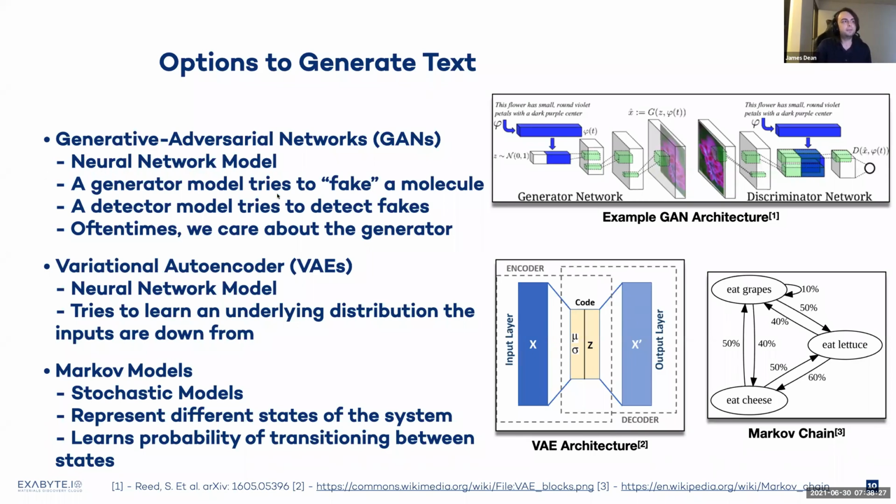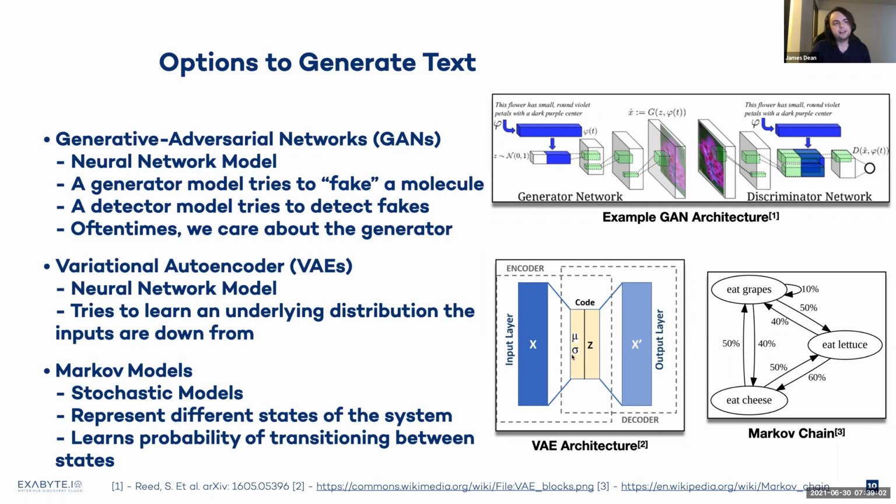Another very popular method is the variational autoencoder. It's a little bit simpler than a GAN, where it's like an autoencoder in that we have this bottleneck of information. But instead of worrying about the actual specific encoding of the molecule or of the data we're feeding in, we try to learn some underlying distribution that our examples are coming from. As a result, because we learn a distribution here, we can pull from this distribution to generate new SMILES strings in our case.